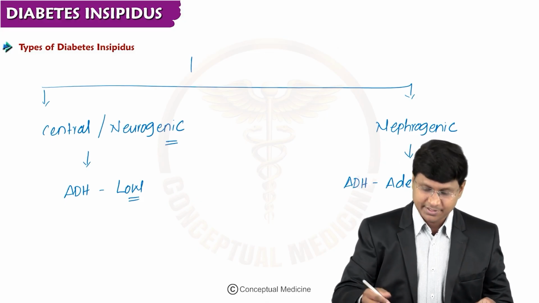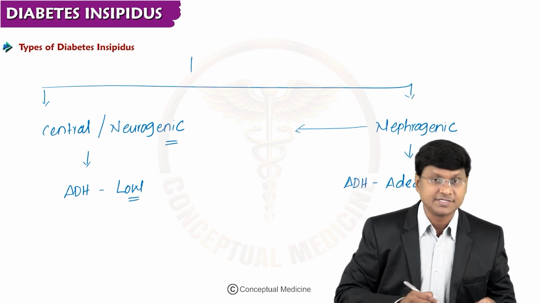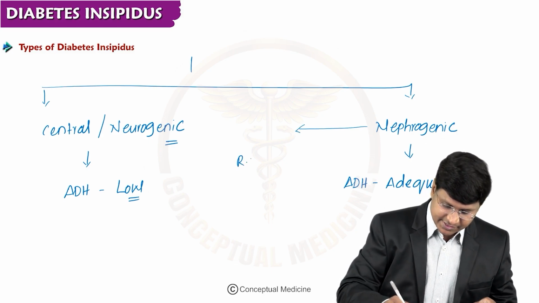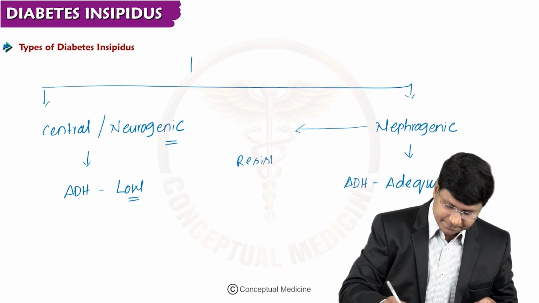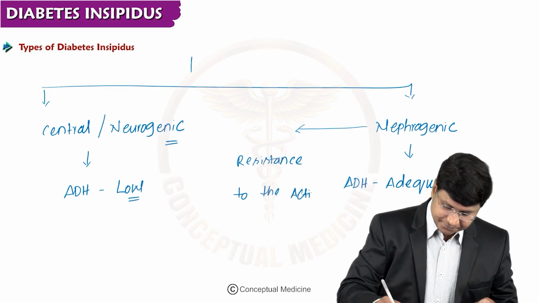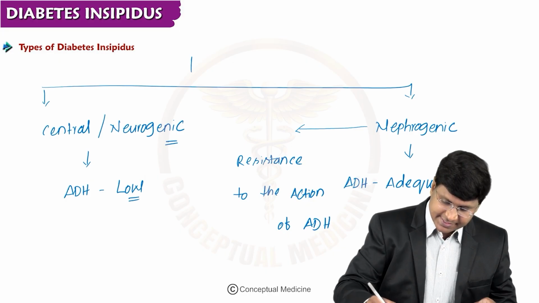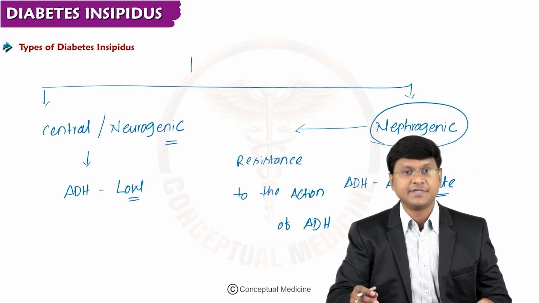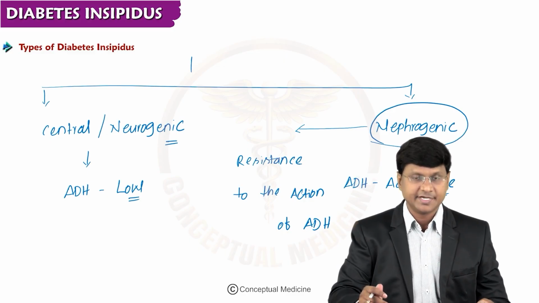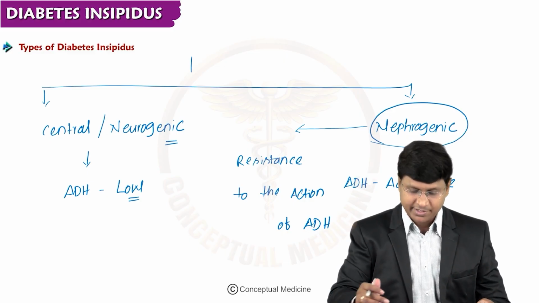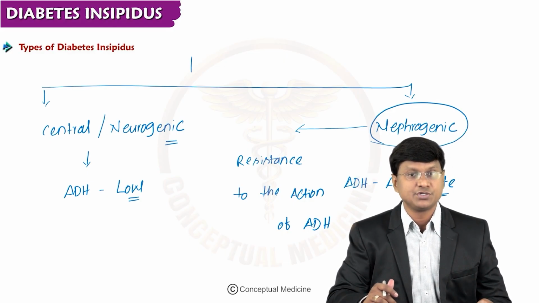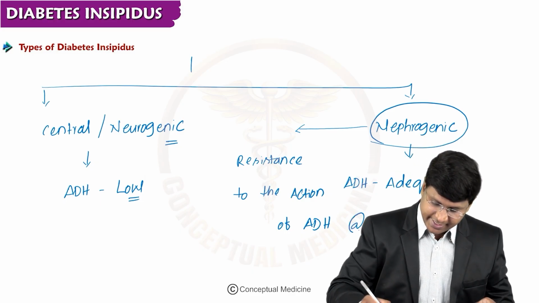Then what is the problem here? In case of nephrogenic diabetes insipidus, there is resistance to the action of antidiuretic hormone. That is what nephrogenic diabetes insipidus is. In nephrogenic diabetes insipidus, ADH is present in adequate quantities, but there is resistance to the action of antidiuretic hormone at the level of the collecting duct.